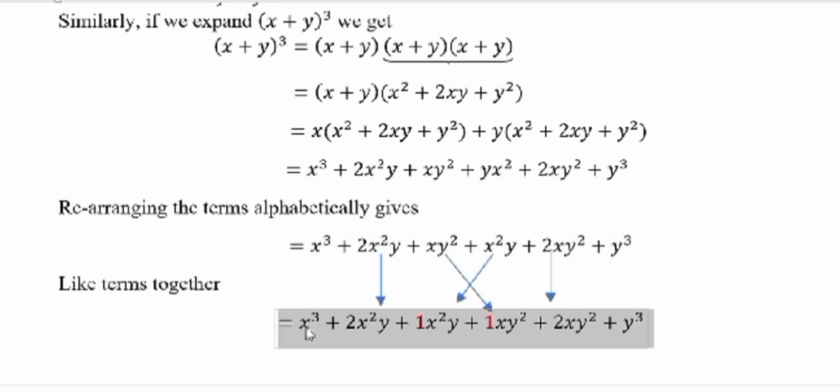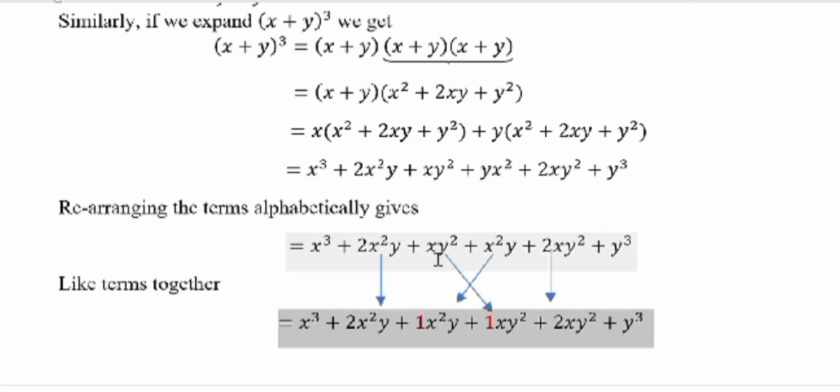We write it the way it is. This one we also write it, so plus 2x squared y. You realize that this x squared y has a partner, and that partner is this one here. It's also another like term. It resembles this one because it's also in terms of x squared y. So that's why I've put it here.